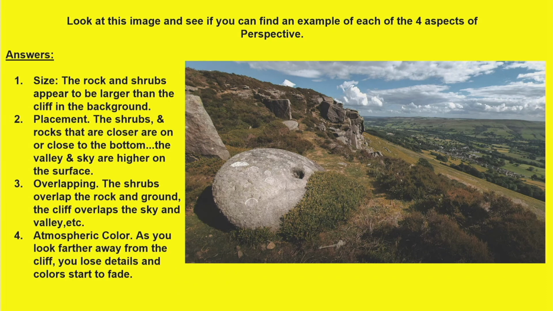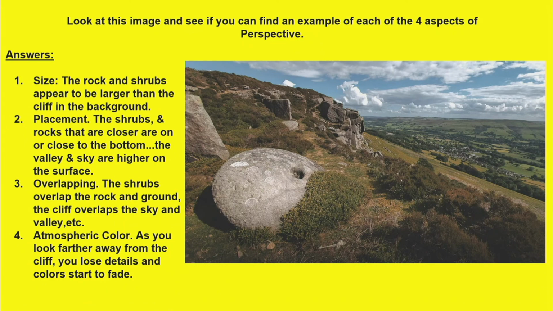Okay, so size. You should have seen that the rock and the shrubs are closer to you. Notice how large they are as compared to the cliff that's behind it, okay? Secondly, placement. The shrubs, the ground, and the rock are towards the bottom of the photograph. As you go further out, you'll notice that the valley is further up on the surface, and the sky also is on the top portion of the surface.